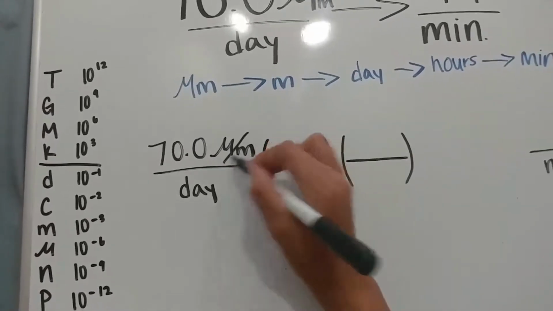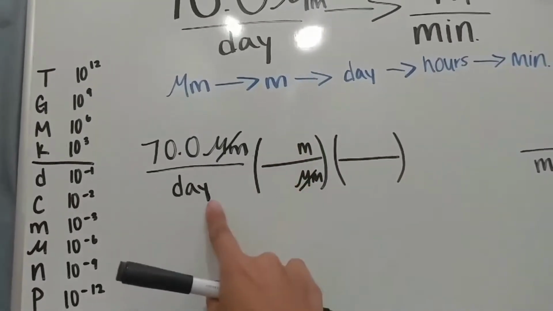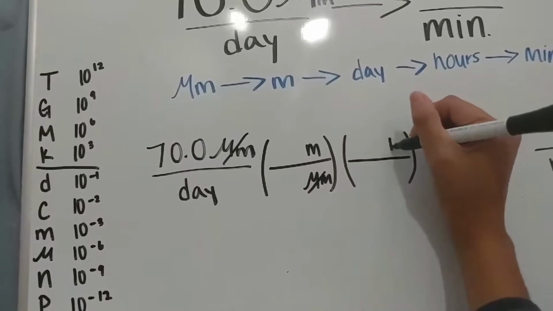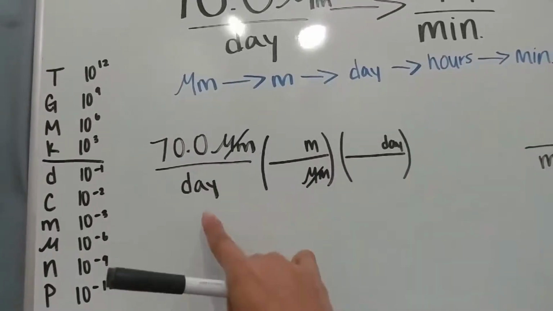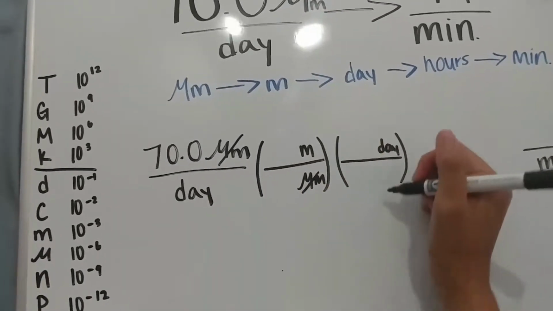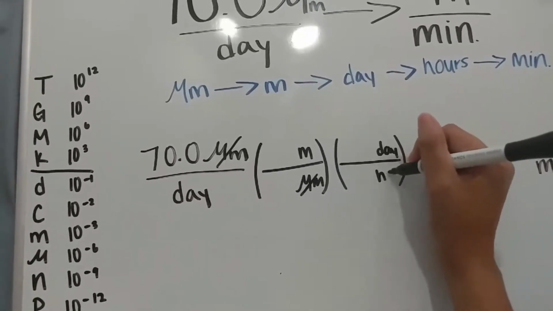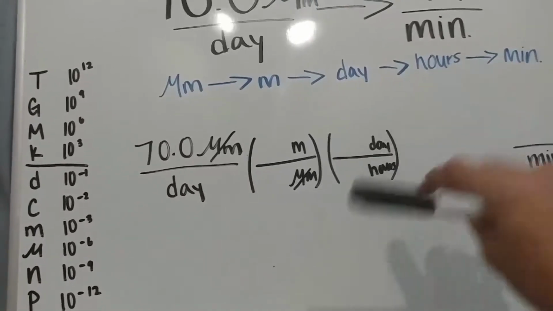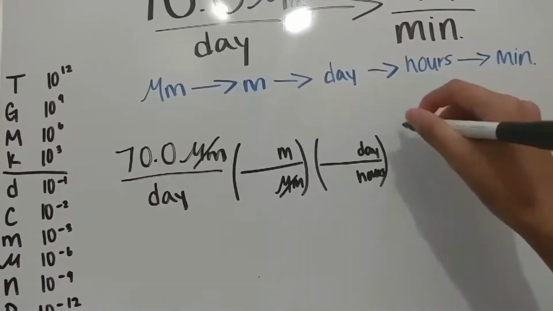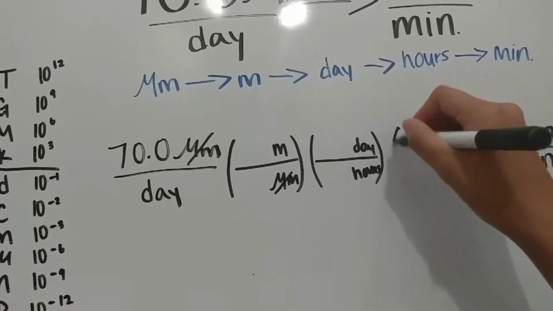So this is already crossed out. And then we have meters over day now. So day needs to be in the numerator because they have to cancel. And then we would convert that to hours. We have hours right here. Next, we would convert hours to minutes.